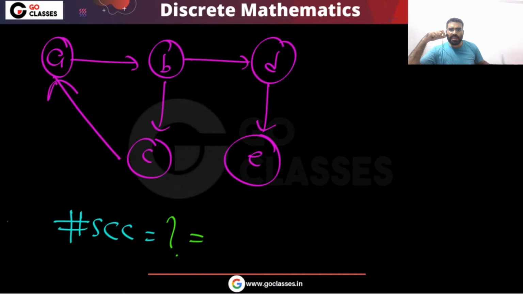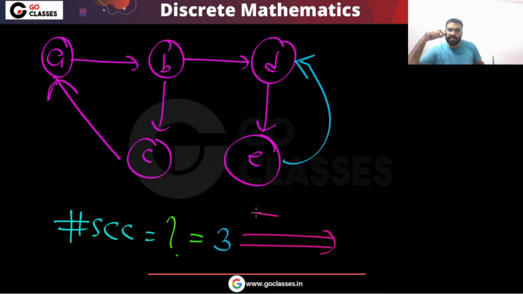Now if I add one edge, can the number increase? Remember, this is your strongly connected component. If I add this edge, this ED edge, then what will be the number of strongly connected components? Now that is 2. So it can decrease by 1 when you add one edge.